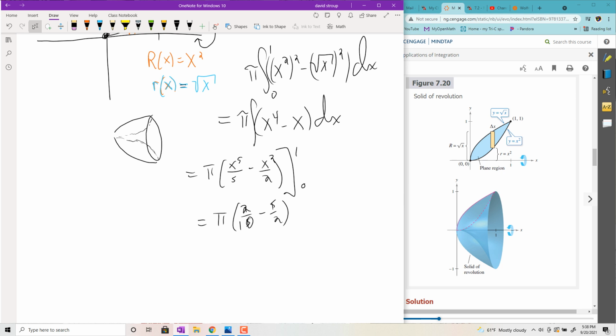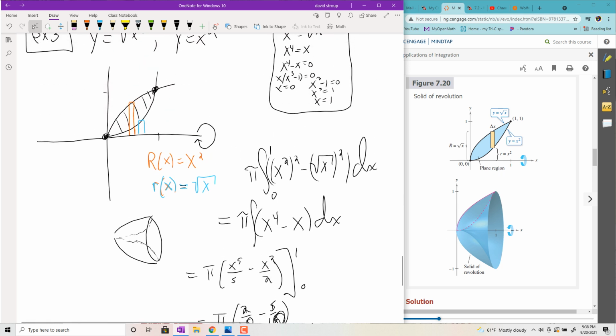2/10 minus 5/10, which isn't working for me because it's going to give me a negative, and we're talking about volume, and volume isn't negative. What did I do wrong? Oh, I got big R of x as the square root function. Sorry. This top one is this.